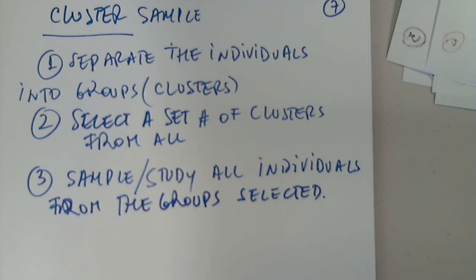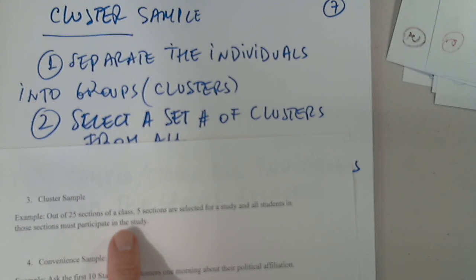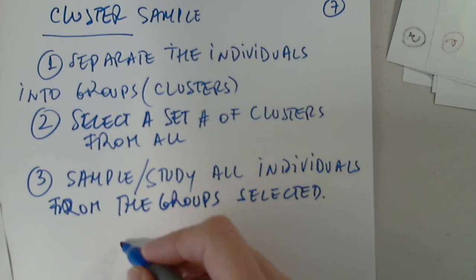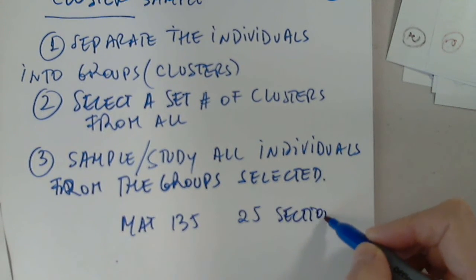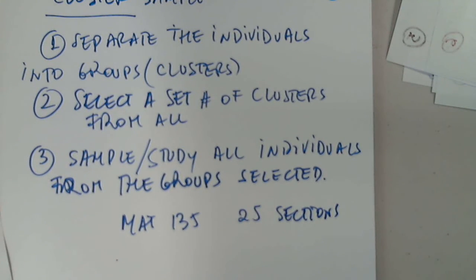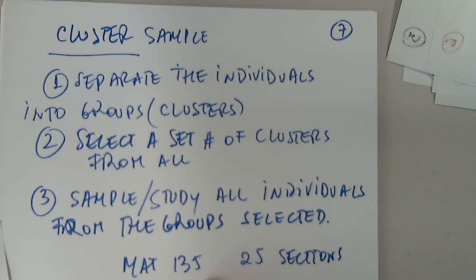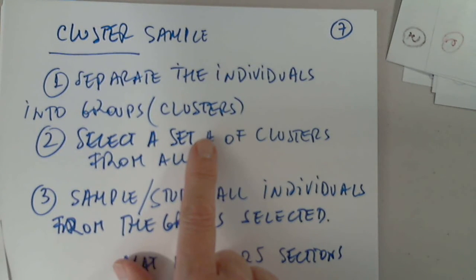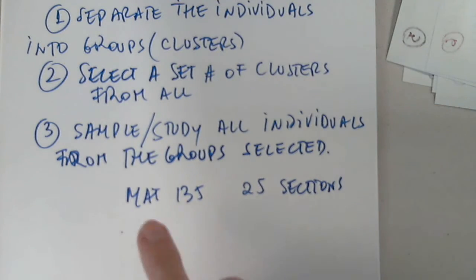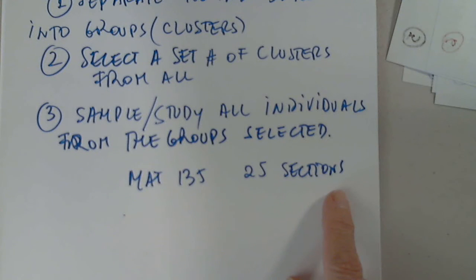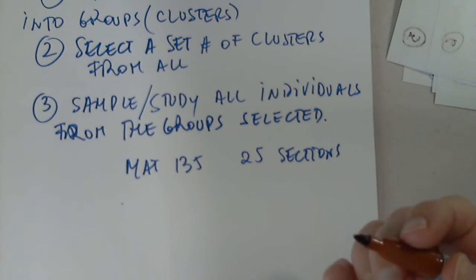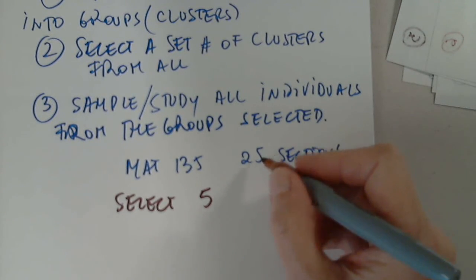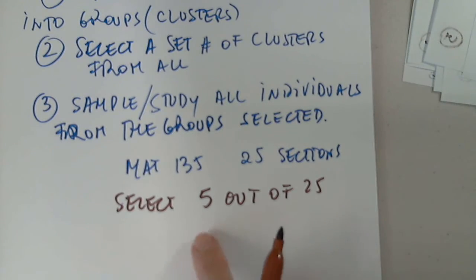So here's a very simple example to understand this. Let's suppose there are 25 sections of Math 135. Let's assume. So, Math 135, we have 25 sections. So, these are individuals separated from the entire AACC student population. They're separated from everybody. These are the students who take Math 135. And there are 25 sections. In a random way, like we just looked at random numbers with a calculator, let's say we select 5 out of 25. Exactly how we did a few minutes ago. We selected 5 out of 435. Let's say now we select 5 out of 25.